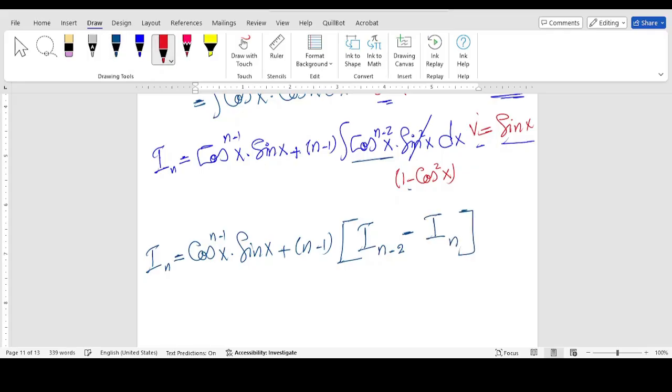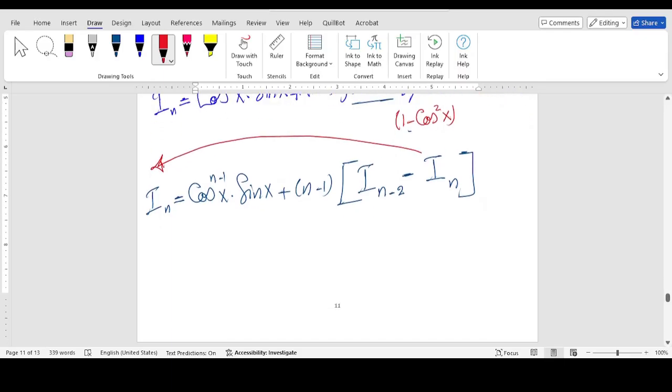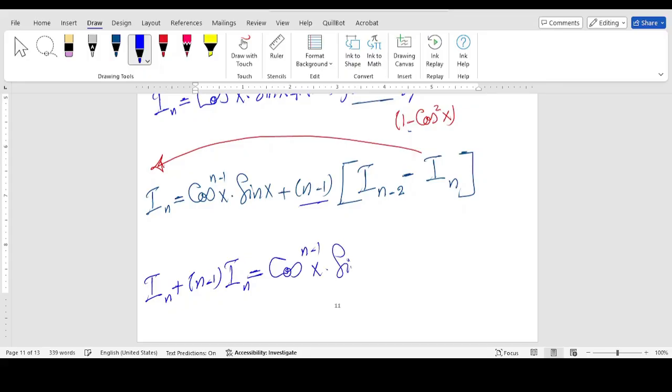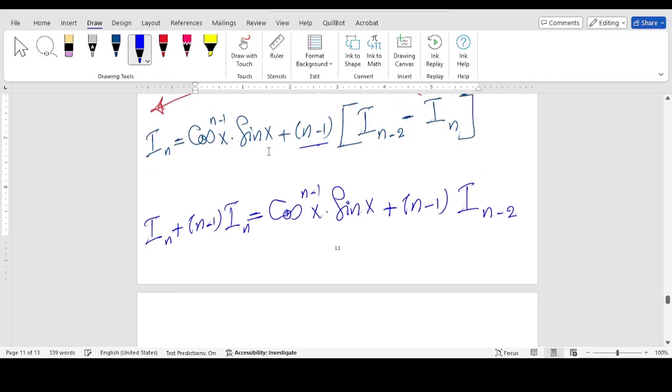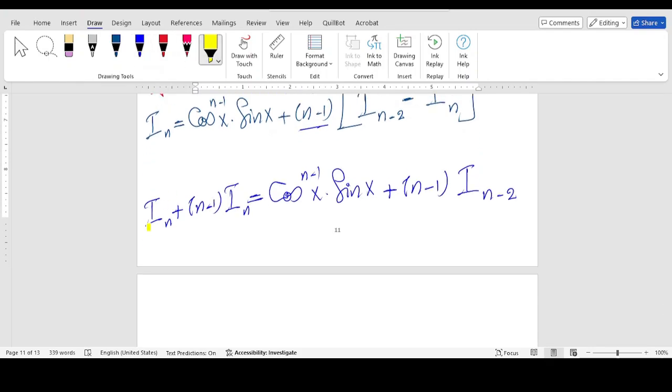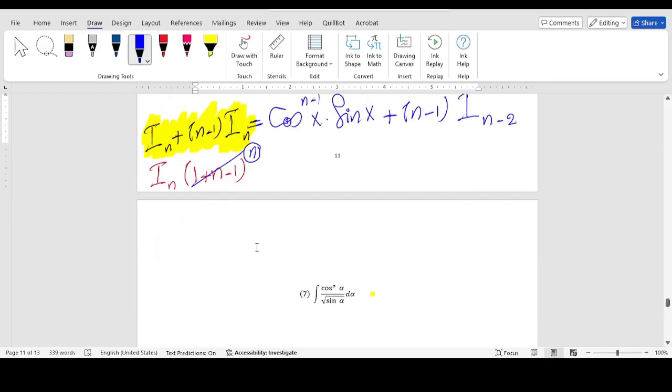Now we need to solve for this In, so we need to switch this In to the left hand side. We get that In plus n minus 1 In equals cosine to the power n minus 1 x times sine x plus n minus 1 I n minus 2. The target is to solve for In, so we can factor this In. After factoring In, we get In multiplied by 1 plus n minus 1, and 1 plus n minus 1 is simply n. To solve for In, we will get the following.